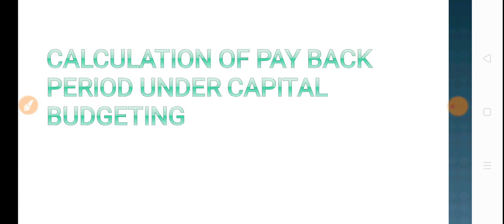Today we are going to discuss the calculation of payback period method under capital budgeting. You know that as far as a business is concerned, they have two kinds of investment decision: short-term investment decision and long-term investment decision. Short-term investment decision we can call working capital decision, and long-term investment decision we can call capital budgeting.